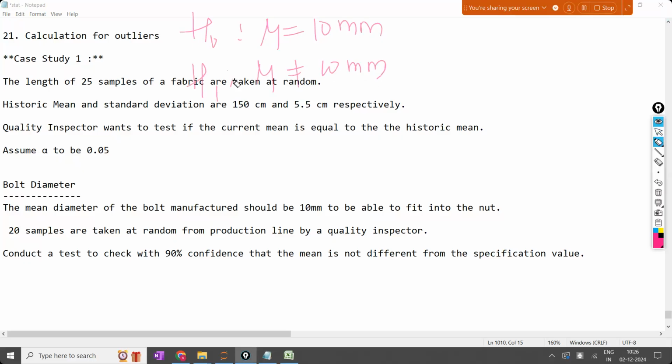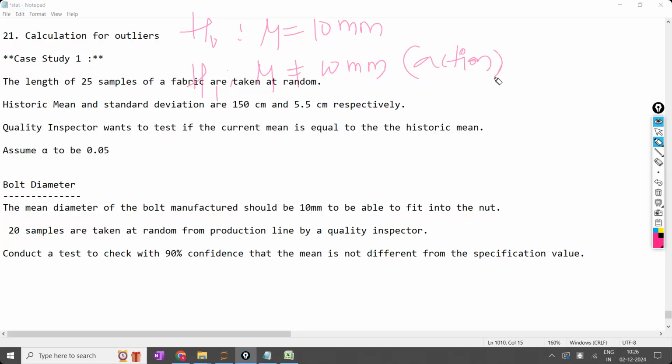Then we'll take the action. The quality inspector will take action, or even the company owner. For them also it should be 10 mm only. Otherwise the bolts will not fit and sales will not be there. Whether it is the company owner or the quality inspector, the null and alternate hypothesis will be the same.